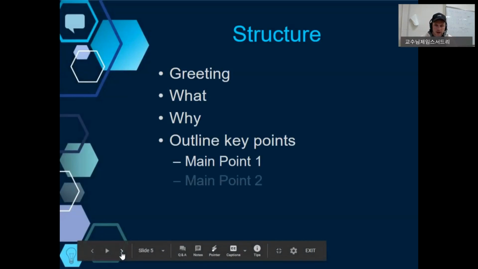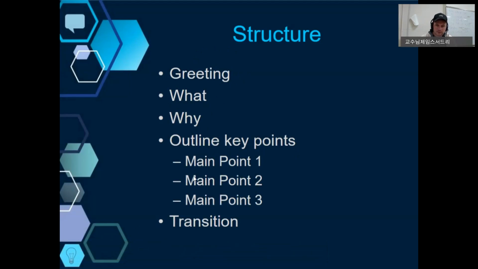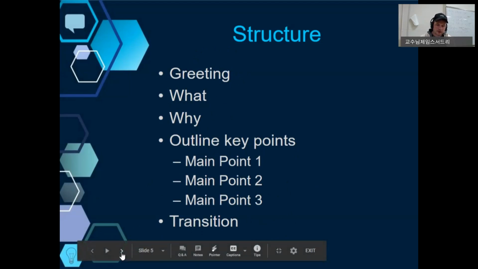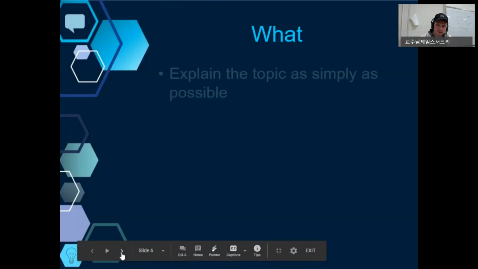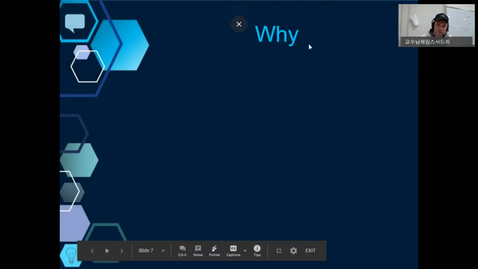So there's a couple of things here that you can see about the structure. You start with a greeting, then you do what and why, then you outline the key points, main point 1, 2, and 3, and then there's a transition, okay? And transitions are important to go from one stage to the next, right? And here's about what. I think you can do the rest yourself.